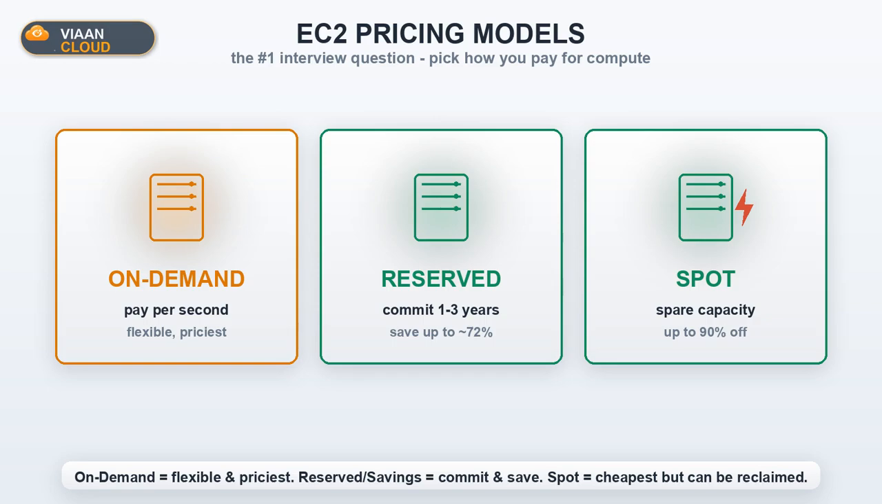And here's the #1 interview question: how do you pay for EC2? On-demand is flexible, but priciest. Reserved or a savings plan commits you for 1 to 3 years and saves a lot. And Spot uses spare capacity for up to 90% off. The catch is AWS can take it back. Match the model to the workload, and you cut the bill dramatically.